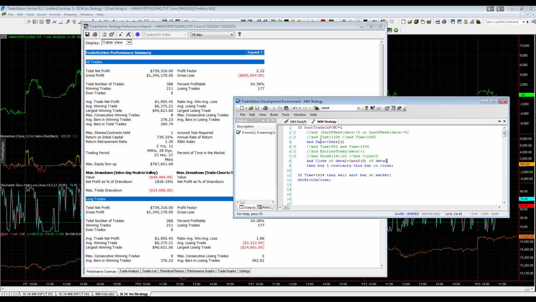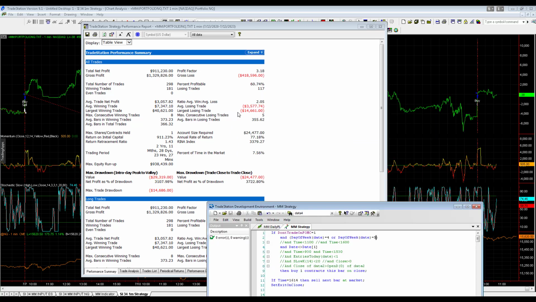We could comment this out so it goes away, and say day of week of date is equal to 5 or 4. That means Thursday or Friday. Add Friday first. You could test each day of the week to see which day of the week is better. You could test if day of week of date is equal to 1, or 2, 3, 4, 5. And then you can click on this, and you can wait for the results to see what happens.